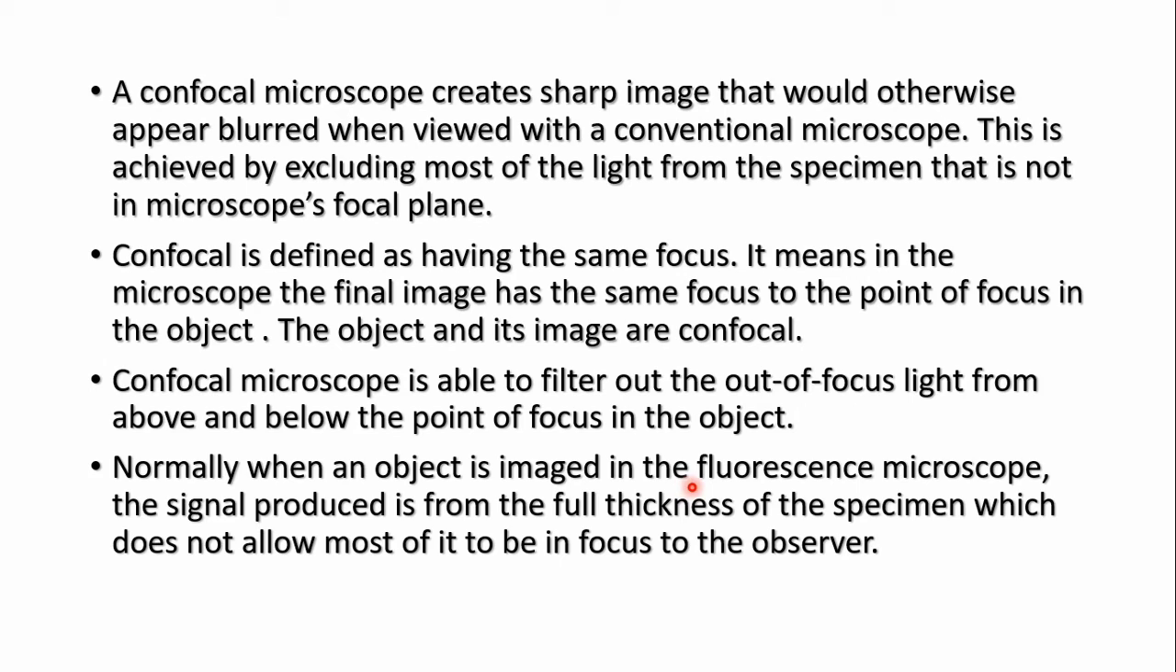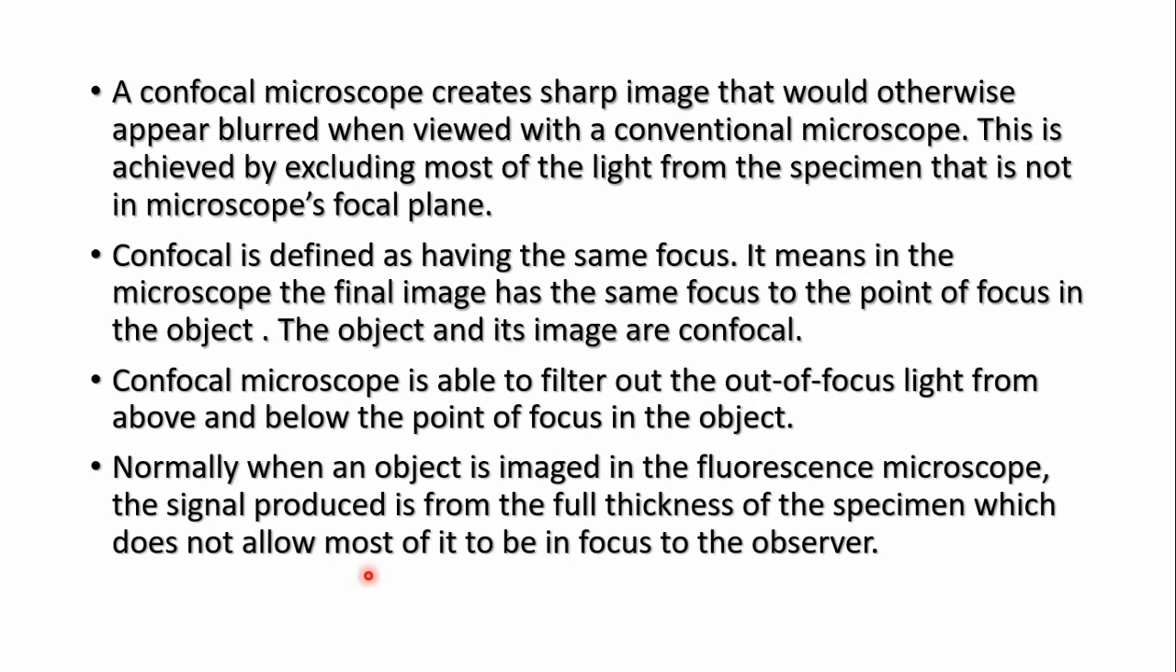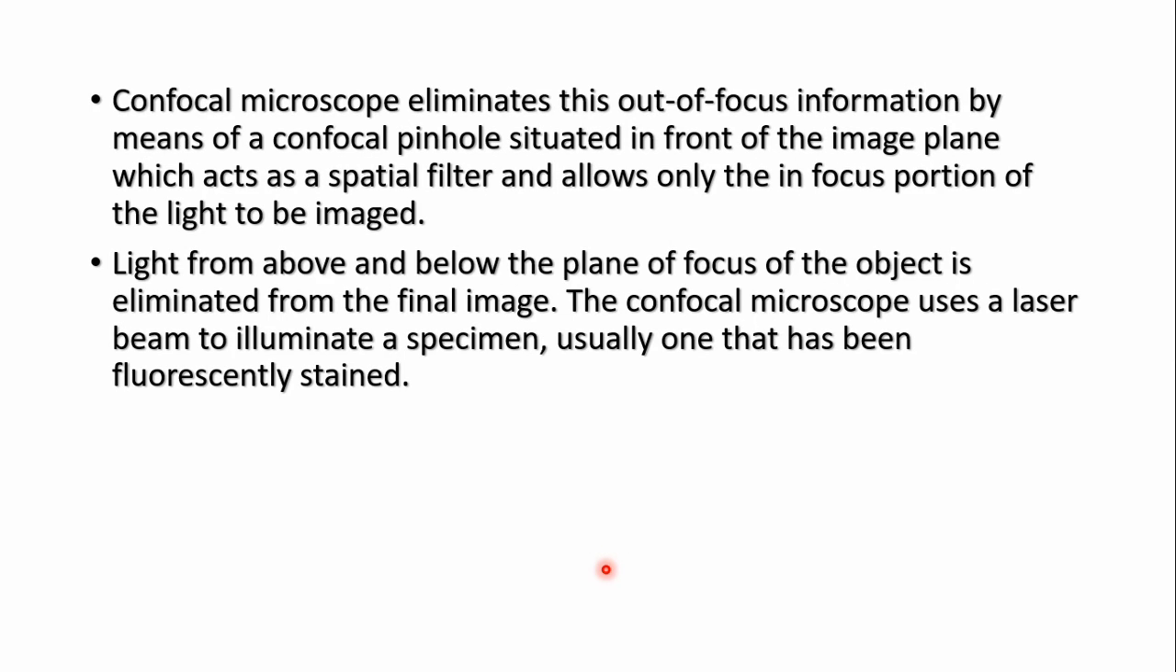Normally, when an object is imaged in the fluorescence microscope, the signal produced is from the full thickness of the specimen, which does not allow most of it to be focused to the observer. The same thing is given here, which I already told you, that fluorescence microscope is not able to produce high resolution images because it is not able to eliminate out of focus light rays. So the same thing is repeated, and light from above and below the plane of focus of the object is eliminated from the final image.